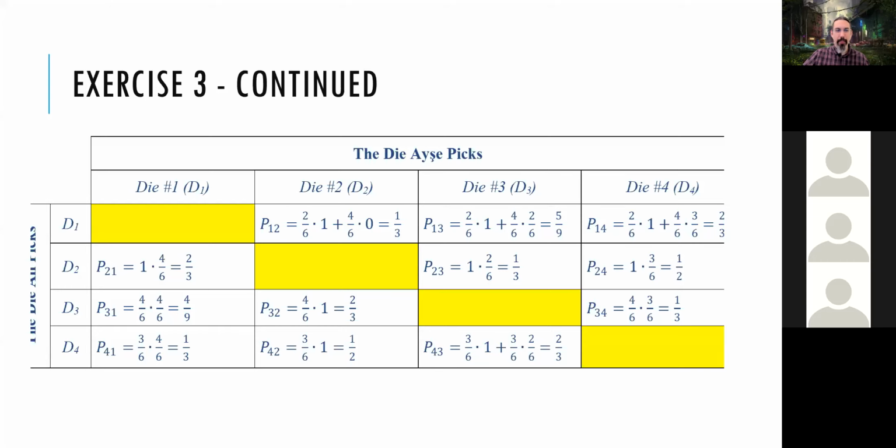And as you can see, if Ali picks the second die, Ayşe will pick the first die and win. If Ali picks the first die, Ayşe will pick the fourth die and win. If Ali picks the third die, Ayşe will pick the second die and win. And if Ali picks the fourth die, Ayşe will pick the third die and win, with a probability of 2/3 in every one of them.